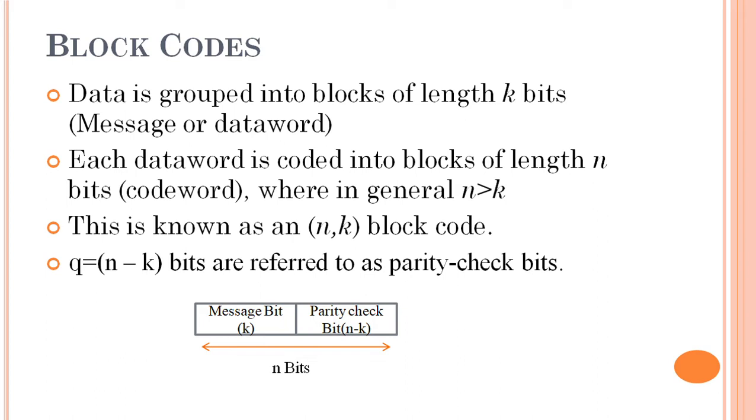We normally name a block code an (n, k) block code, where n is the code word length which we are going to transmit and k is the number of message bits. Here q is the number of parity check bits, which are added to the message bits and converted to a code word for transmission.